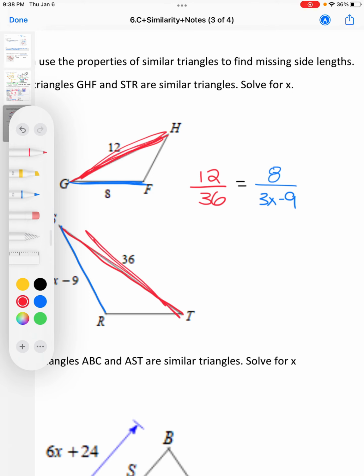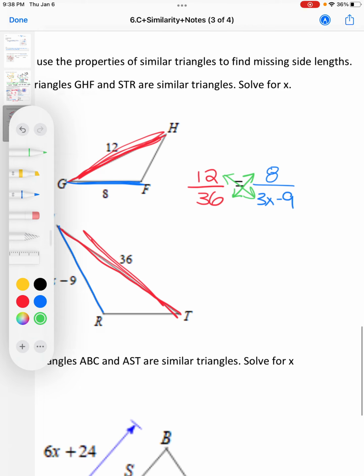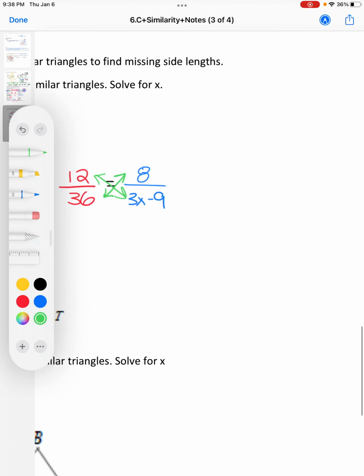Okay? Now, have we heard of cross multiplication? Do you remember that at all? Where if I multiply these things across from each other, it equals what these things are multiplied together? Some of us might have remembered that. So let's do that. Let's go 12 times 3x minus 9. We're also going to go 36 times 8. All I did was cross multiply these and write it out.